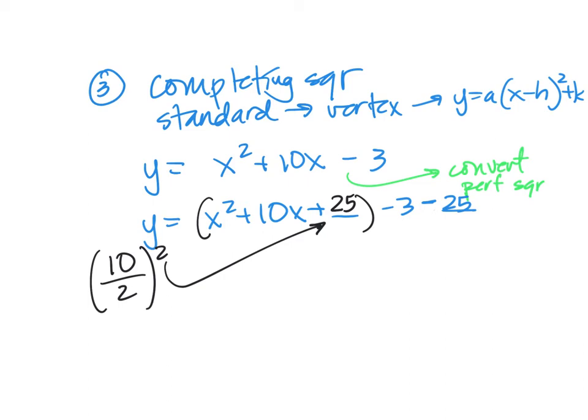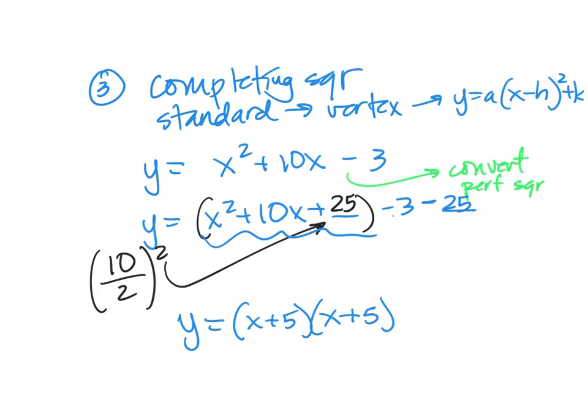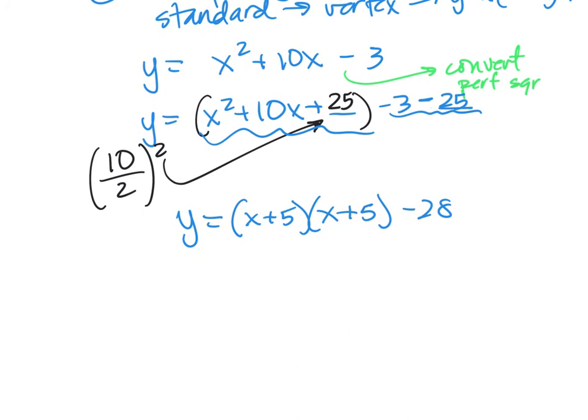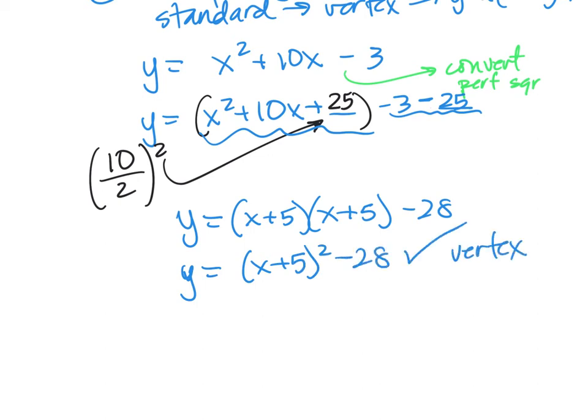So now what do I need to write? I have y is equal to... let's factor this part. What is it? x plus 5 times x plus 5. Combine those two together, we get negative 28. So what does it really look like? Remember, this is the same thing as squared. Guess what, you guys? That is vertex form, right? Binomial squared, sometimes we have a coefficient in front, and minus the 28. What's the vertex of this? Negative 5 and negative 28.